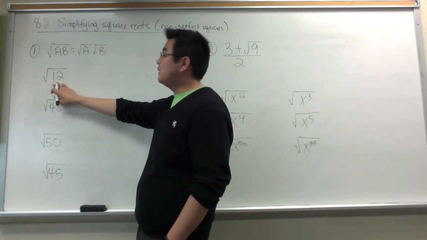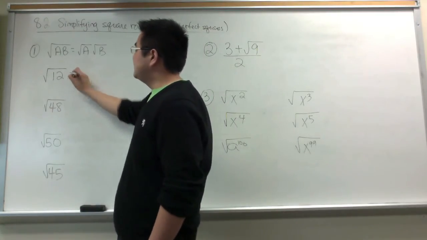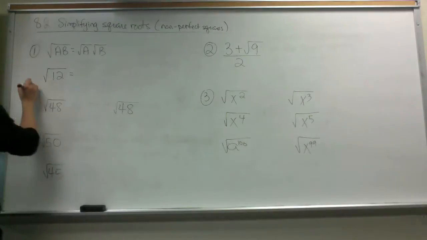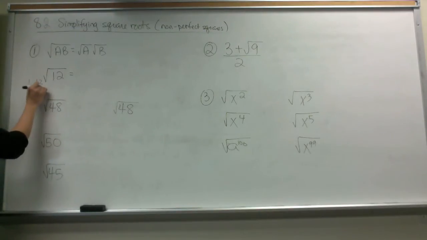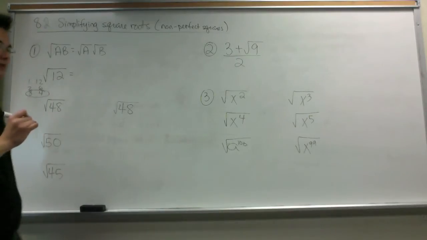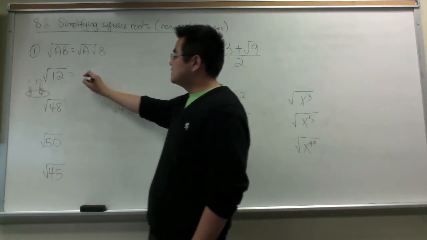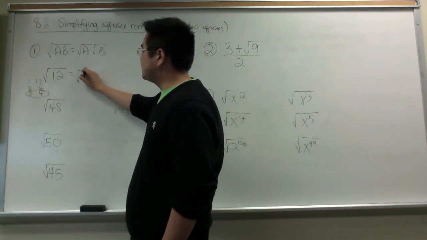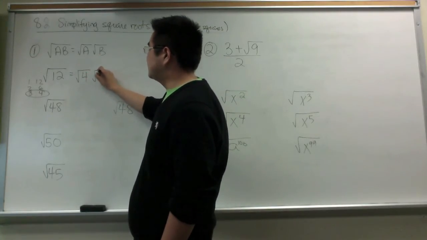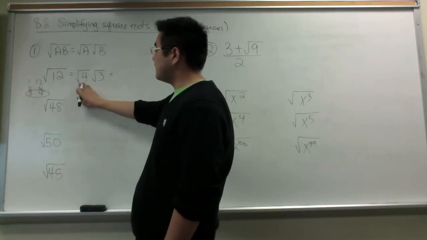Since nothing times itself can give me a 12, what we're going to do is list out the factors of 12 that we have. We have 1 and 12, 2 and 6, 3 and 4. Of these three factor pairs, we're interested in 3 and 4 because 4 is a perfect square. So we're going to break up the 12 into the square root of 4 and the square root of 3.